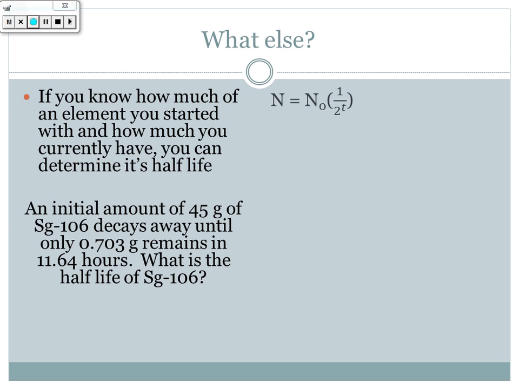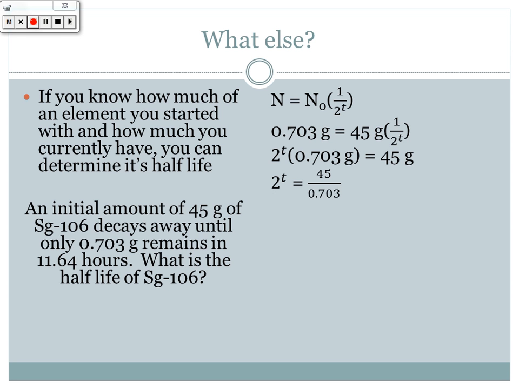Seaborgium-106? So in order to solve that, I'm going to plug it into this equation, but I'm going to solve for T now instead of N. So where N is my final amount of Seaborgium-106, so 0.703 grams, 45 is my initial amount of Seaborgium, and that's 1 over 2 to the T. If I multiply both sides by 2 to the T, I get 2 to the T times 0.703 grams is equal to 45 grams.